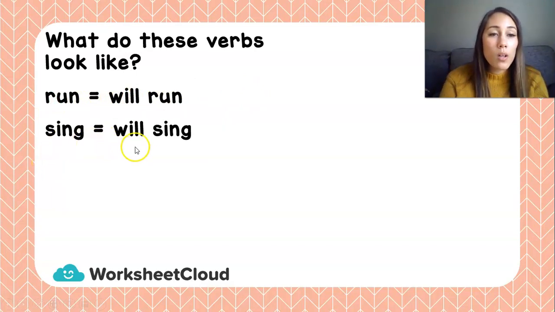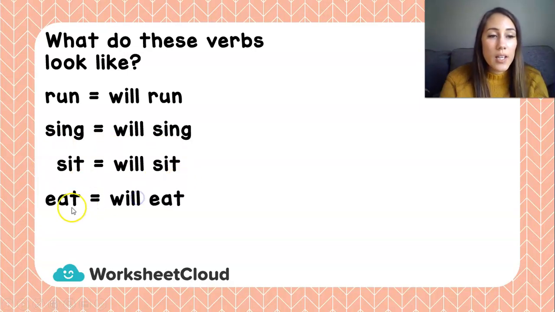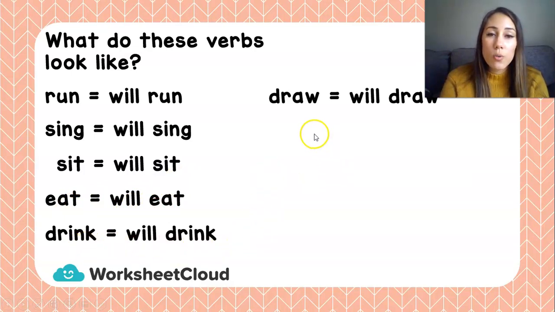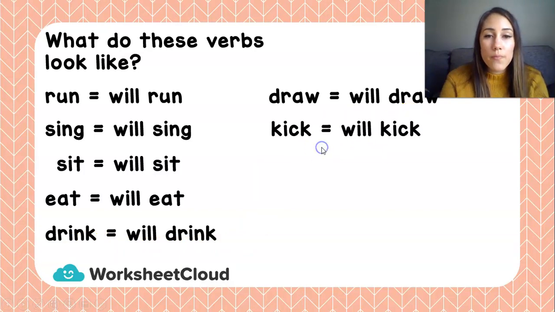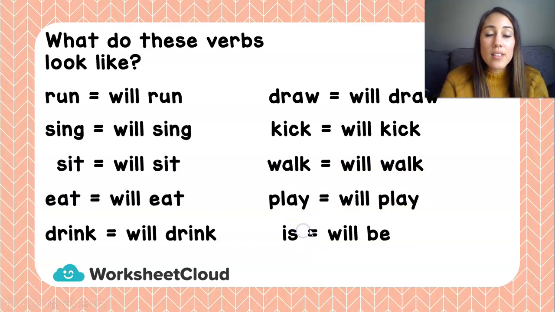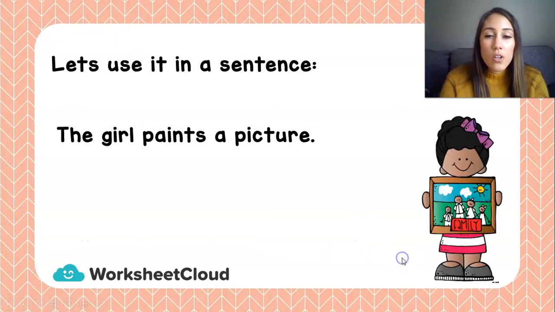Sing, will sing. Sit, will sit. Eat, will eat. Drink, will drink. Draw, will draw. Kick, will kick. Walk, will walk. Play, will play. And this is one that always catches us out. Is becomes will be. So let's have a look at what this will look like in a sentence.